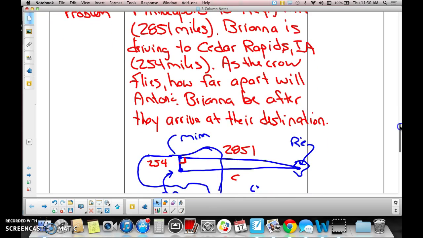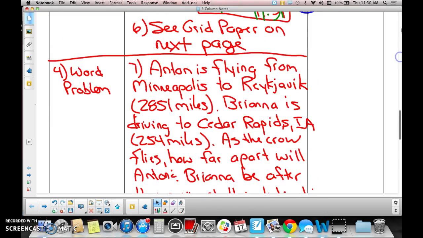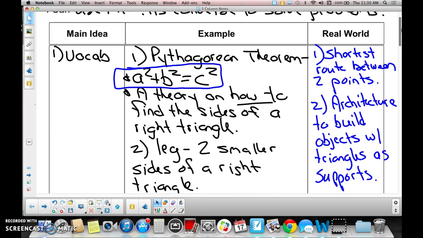I drew a picture, a very ugly picture, and in the picture, I was able to draw a right triangle so that we could find how far away these two would be as the crow flies, which means the closest distance. So from Iowa to Reykjavik, with the data that we received. Where would you ever use this? Brianna told us you would use it in architecture, and then the shortest distance between 2 points would be another way, as the word problem explained.